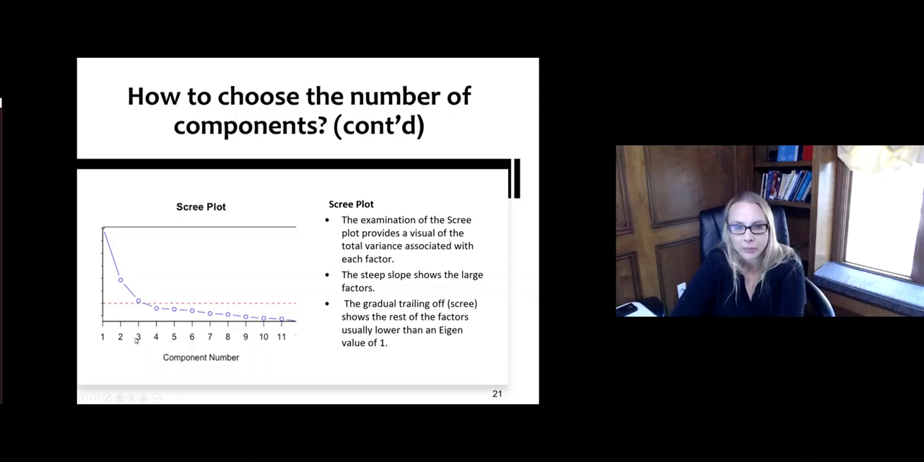So you have the component number. Let's say we had 12 variables, and the 12 components on the x-axis. You have the eigenvalues for each of these components here on the left, and you examine the scree plot. It's going to provide a visual of the total variance that is associated with each factor. The first one has the highest eigenvalue. A higher eigenvalue means it explains more of the variance. Then you see the second one explains the second most variance, and you can see the steep slope shows the large factors at the beginning, and then they kind of start to taper off. So this gradual tailing off shows the rest of the factors lower than eigenvalue 1 here.